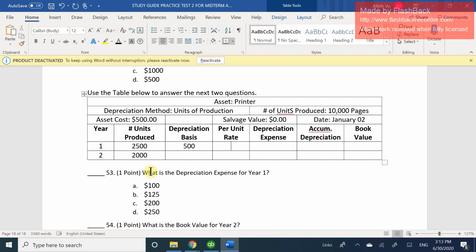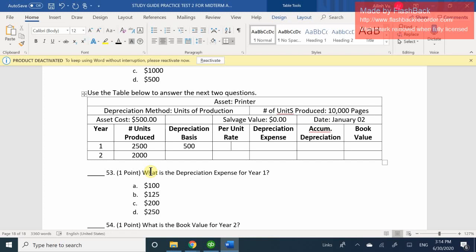Okay. So, 10,000 divided by 500 would be 20. Not 20. You did it backwards, David. Asset cost minus salvage value is the depreciation basis, divided by estimated units produced. 9,500? Not 9,500, no, it would be 10.